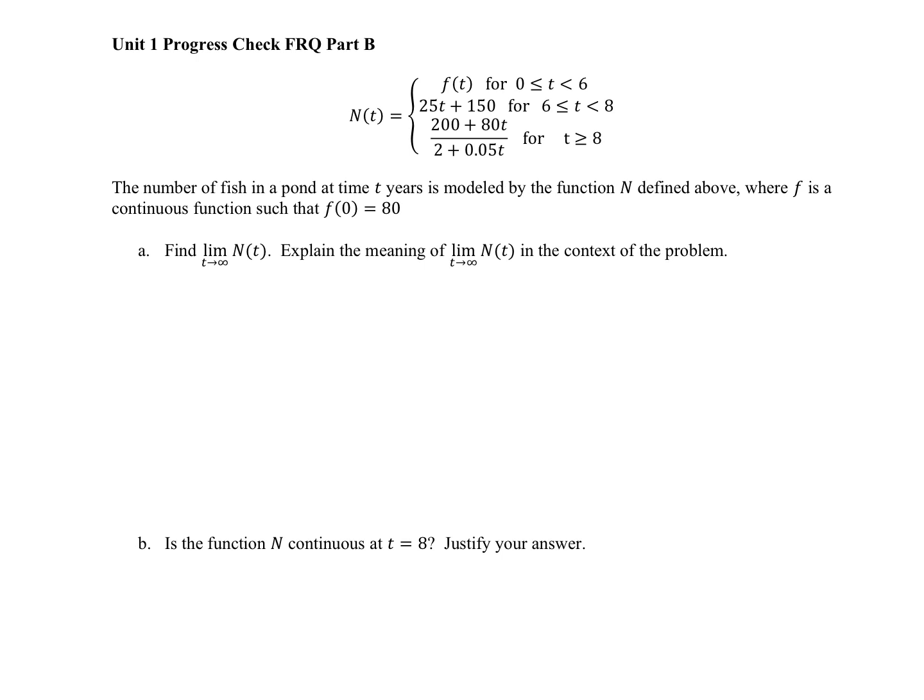It says the number of fish in a pond at time t years is modeled by that function. F is continuous. Notice these words that we're noticing now. Such that F of 0 is 80. What do you think that means? At 0 hours, or at the beginning, there are 80 fish in the pond.